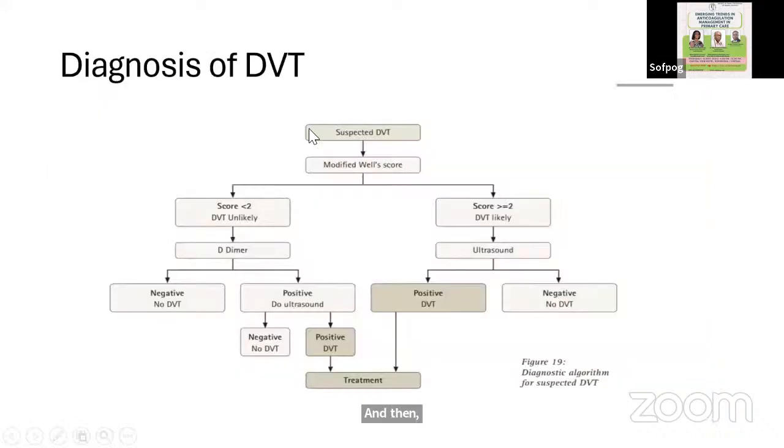To diagnose, as I said, in summary, you suspect DVT and do a modified Wells score. If it's less than 2, then it is not likely. So you do your diagnosis according to our guidelines. If it's negative, you have a negative result. If it's positive, go ahead. And if your score is high, then you go straight to compression ultrasound.